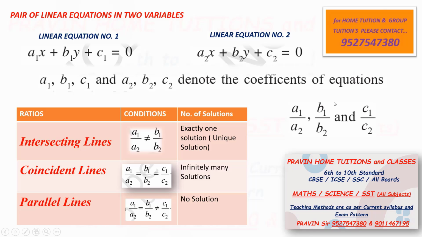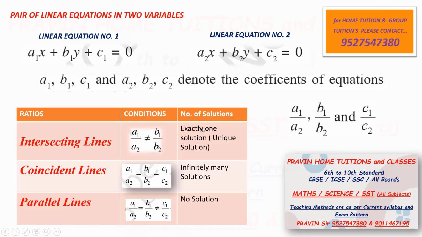Based on the values of these ratios, you know the concept of ratio, we will find whether the lines or equations are intersecting, coincident or parallel. If lines are intersecting lines, then the condition is A1 by A2 is not equal to B1 by B2. Intersecting lines, condition is ratio A1 by A2 is not equal to B1 by B2.